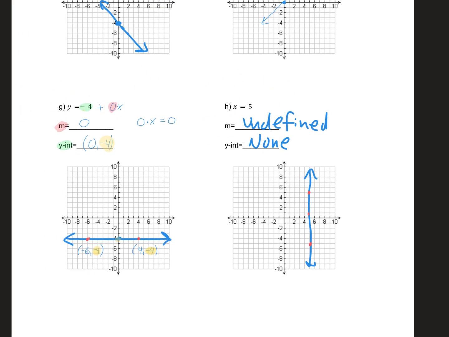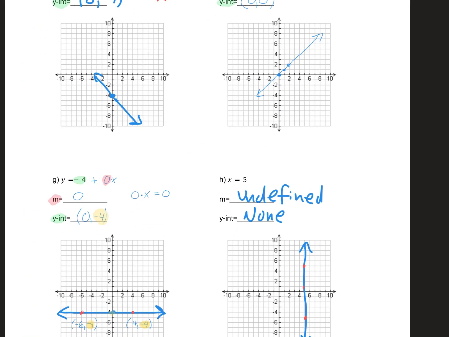So we'll talk more about those in some worksheets, but you won't see those too often. That's a pretty rare graph that you'll see. Most of them are going to look like what we did up here on this first page when it comes to slope-intercept form.